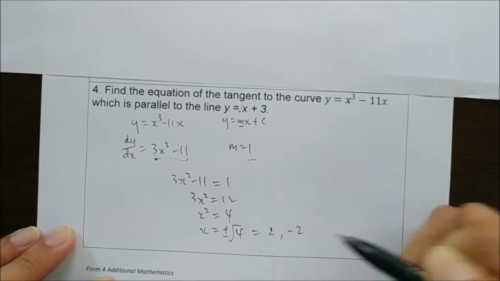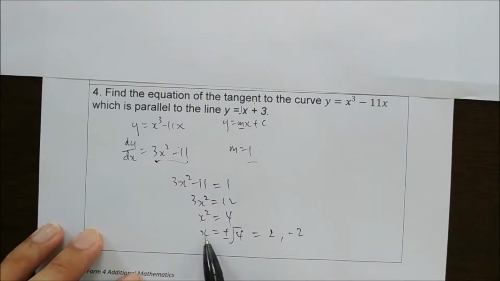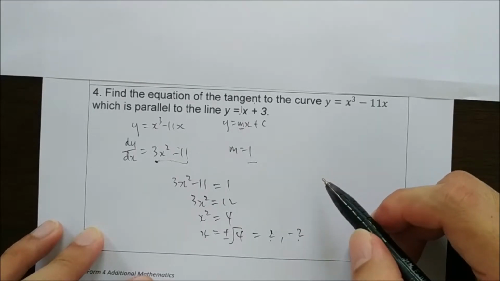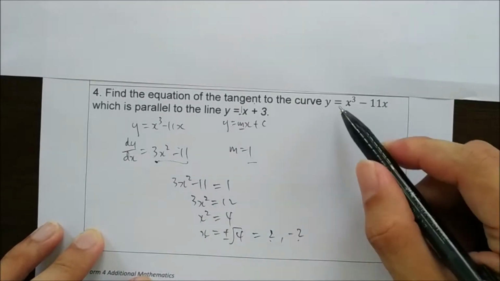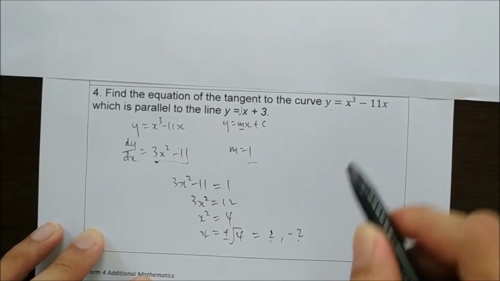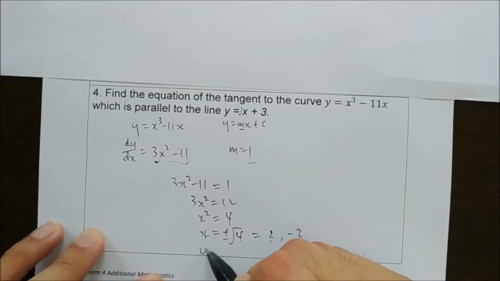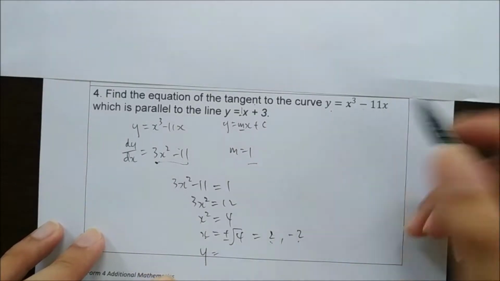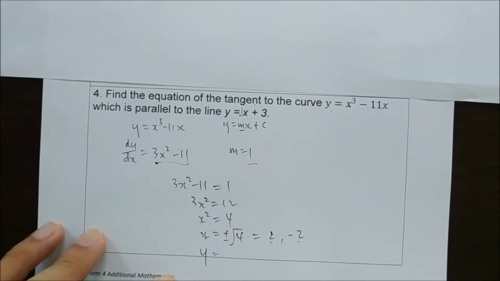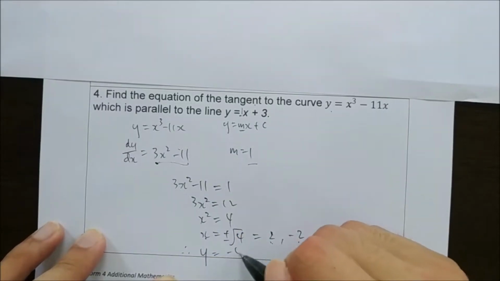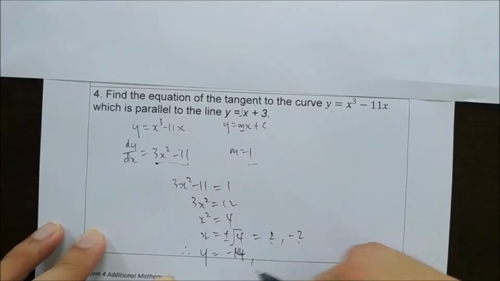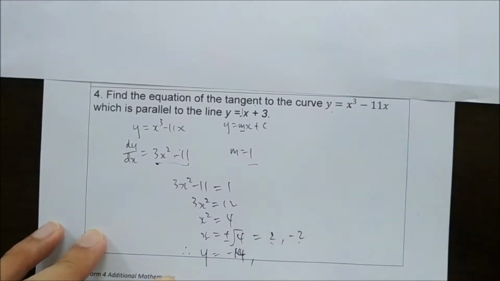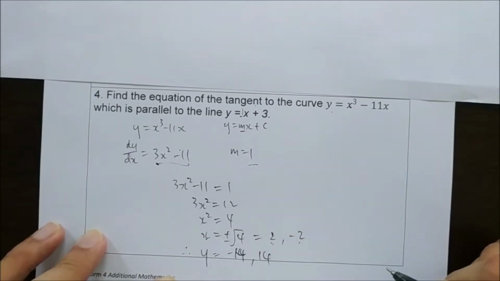x is 2 or negative 2. This is the x-coordinate, but since we want to find the equation of the tangent, we also need to find the value of y and the c. In order to find the value of y, we substitute 2 and negative 2 into this equation. When x is 2, this is 8 minus 22, you get negative 14. So y equals negative 14. When x is negative 2, this is negative 8 plus 22, which is positive 14.